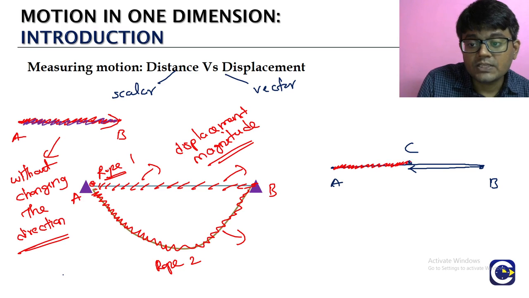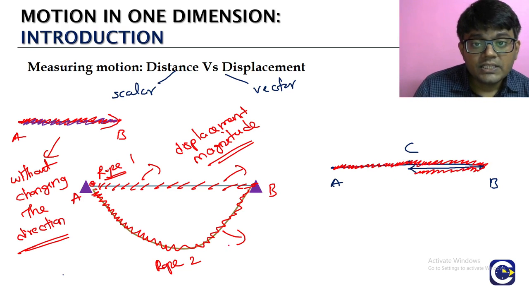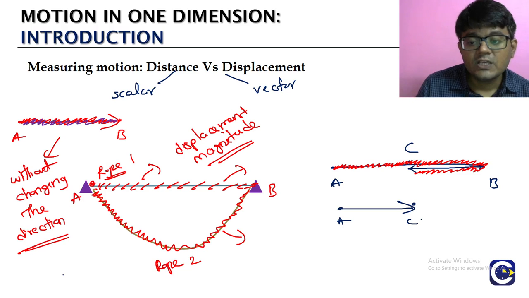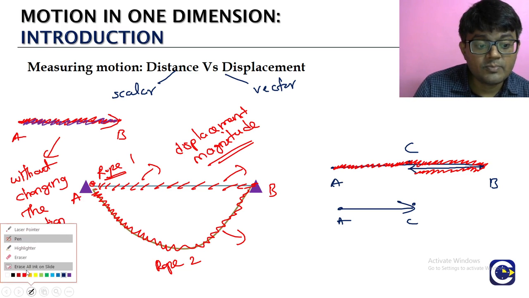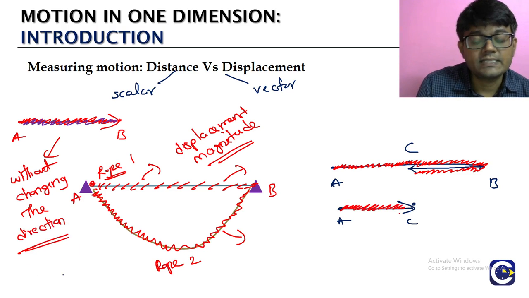You can see the total length of the path covered will be, as it is going the same path, the entire red color marking. That is the distance. But if I ask you what is the displacement, how do you represent the displacement? We will represent the displacement from the initial point A to the final point C. So displacement magnitude is given by simply the shortest distance between A and C, that's it.